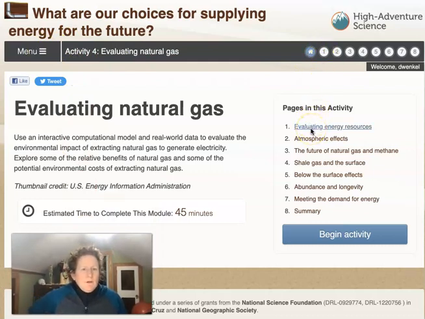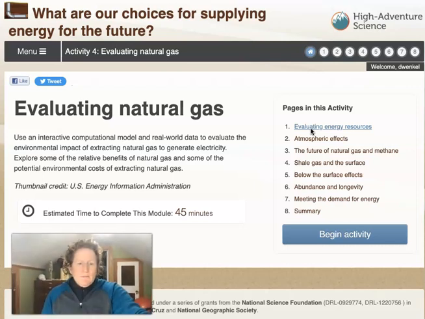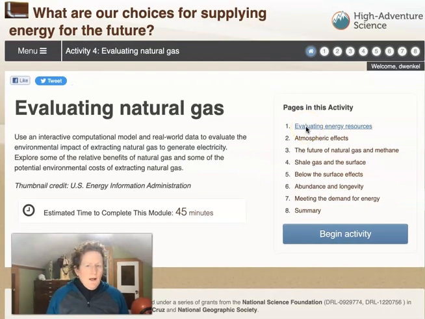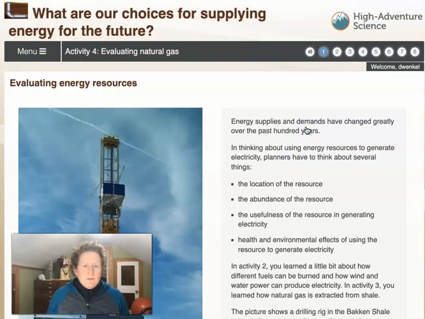We're going to use an interactive computational model and real-world data to evaluate the environmental impact of extracting natural gas to generate electricity. We've used an interactive model in the last activity 3. We drilled for natural gas in shale formations, and we're going to continue evaluating how that impacts the environment here.